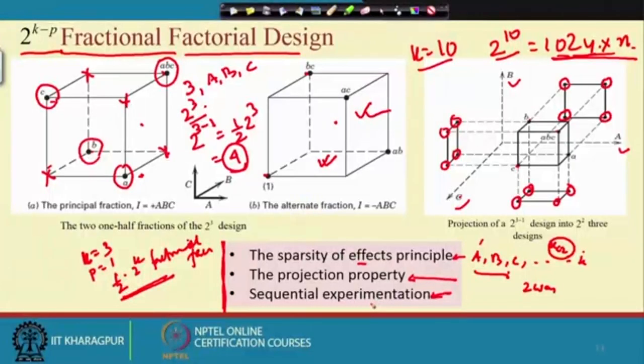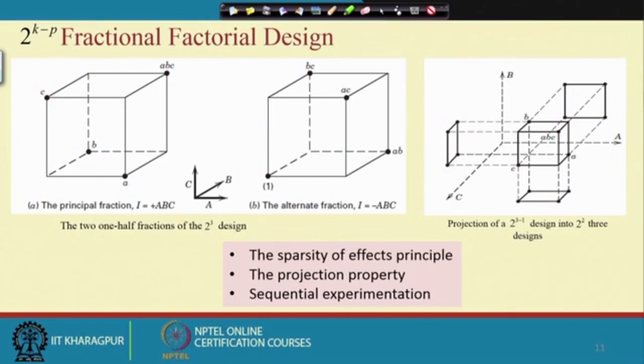So, these are the reasons why we go for fractional factorial design, and the results will be used for screening purposes. That means which factors are affecting, which factors are not affecting. For example, if I go for fractional factorial and A is confounded with BC, suppose while estimating we found that this effect is not significant, then none of the effects is significant, and we can eliminate them. Okay, so this is the 2 to the power k fractional factorial design.